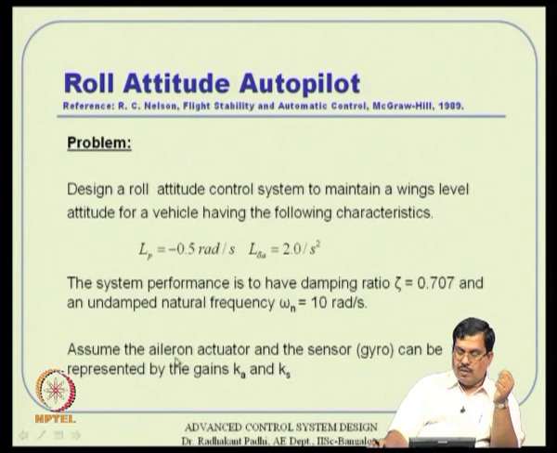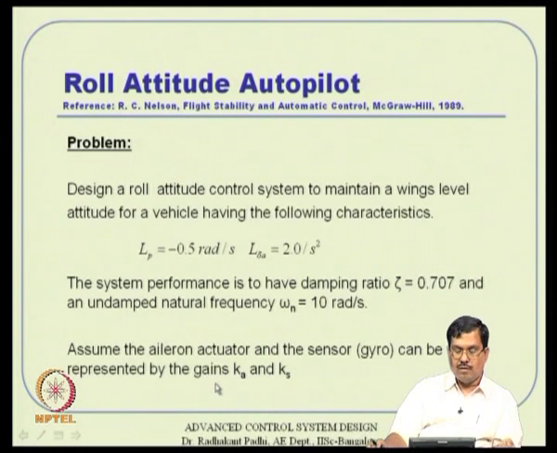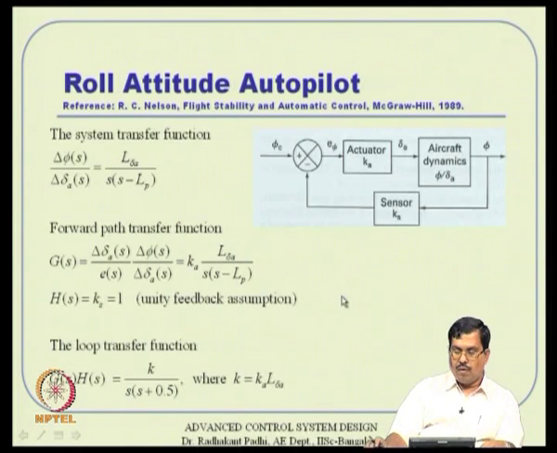And you can assume that the aileron actuator and the gyro sensor can be represented by constant gains only. So we don't have additional transfer functions coming into the picture; we assume that these are simply gains. Okay. So can we design a control system to do the job? Okay. This is what you can do.